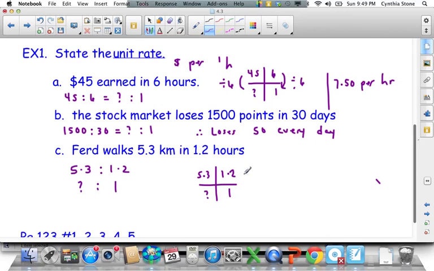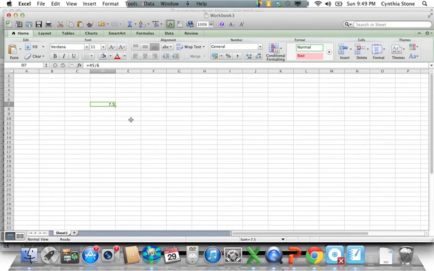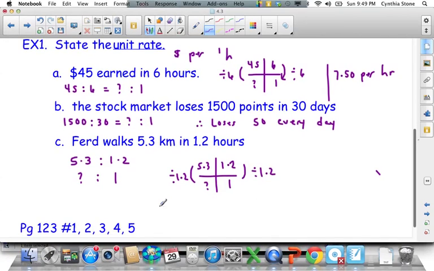So to get from 1.2 to 1, I divide by 1.2. So over here, I've got to divide by 1.2. No nice pretty numbers. Another reason we don't like decimals. Okay, so we'll do that just separately. 5.3 divided by 1.2. Ooh, nice big decimal. How about 4.42? 4.4. We'll write it up to 1 decimal place. Everything else is in 1 decimal place.